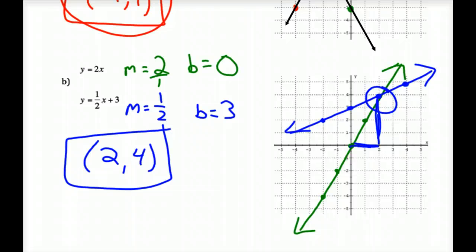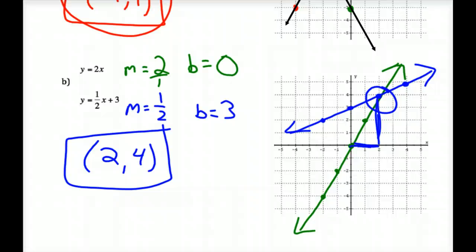What's 2 times 2? 4. Y is 4, so it works. What's half of 2? 1. What's 1 plus 3? 4. It works. Get it? Make sure you guys check it. All right. So far, so good.